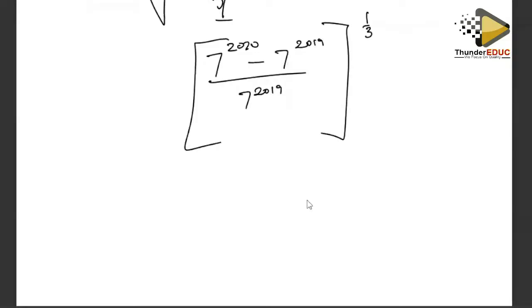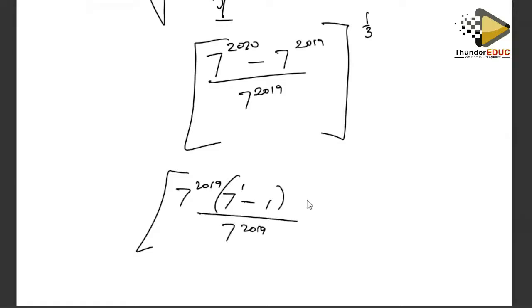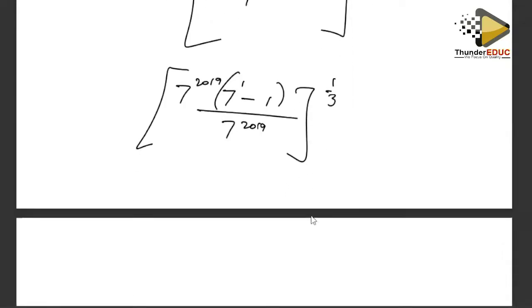Okay, then factorize out what is common. So 7 to the 2019 is common. Okay, meaning that I'll have 7 just to the exponent of 1 because I know that 1 plus 2019 gives us 2020. Then minus 1 over 7 to the 2019. Everything is to the exponent of a third.